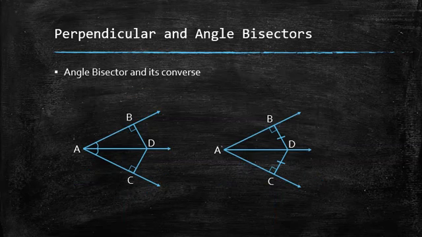This section also discusses angle bisectors. Using the words we learned, we know that the point D is equidistant from point B and point C because segment BD and segment CD are congruent using the angle bisector theorem.